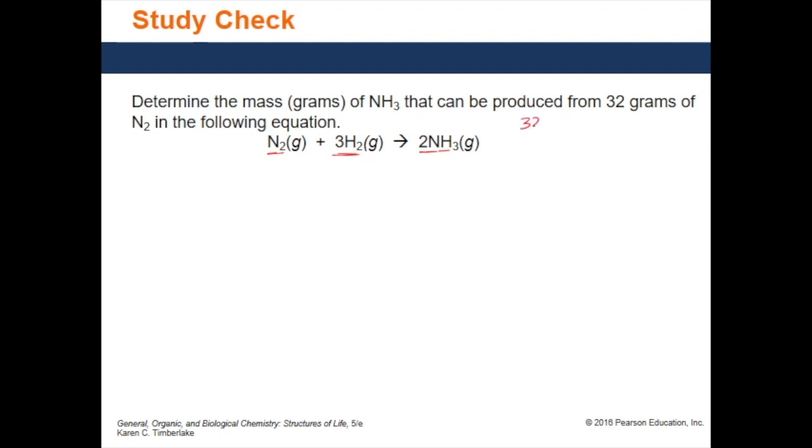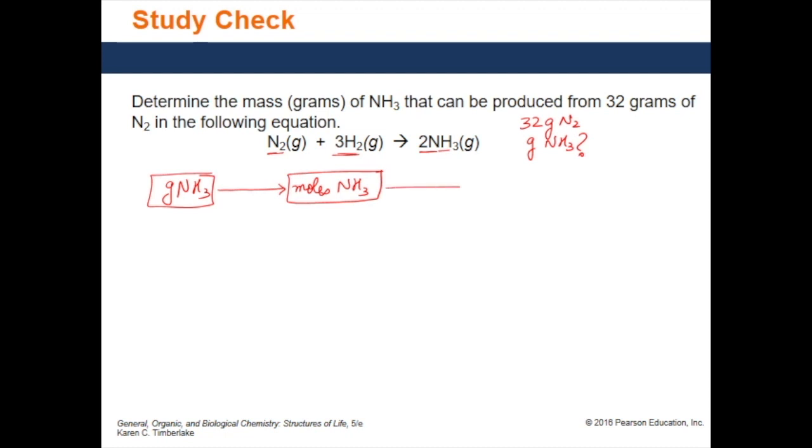Now, what is given to us in the question? The question gives us 32 grams of nitrogen, and it's asking what is the grams of ammonia. So again, we need to go from grams of one reactant to grams of other. What is the solution map here? Only way we can go from grams of one to the other is by converting grams to moles. Remember there's no direct relationship from grams of one to grams of other. We have to go to moles.